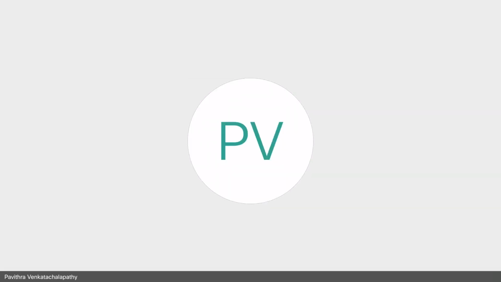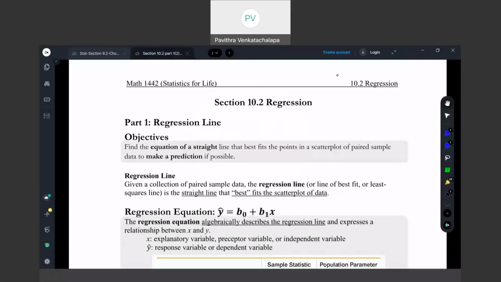Everyone. So we finished section 10.1, that was all about the correlation. We learned how to find the correlation coefficient R, and we also did the hypothesis testing on correlation. Okay, so in section 10.2, we will learn about regression.